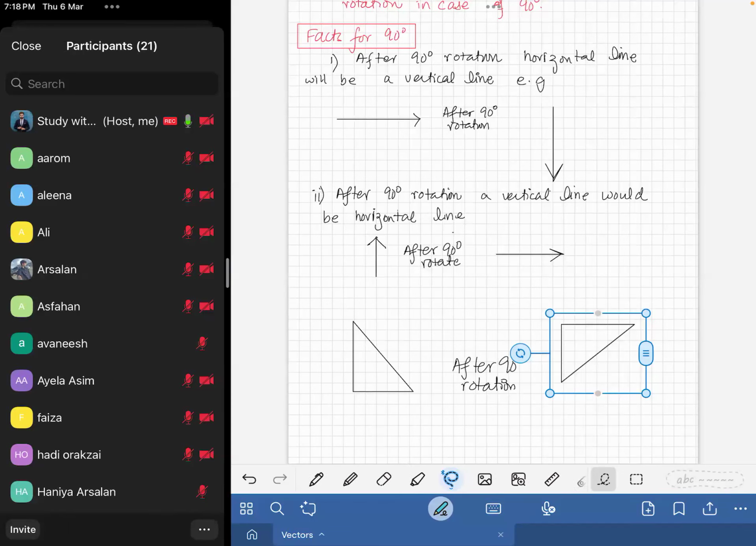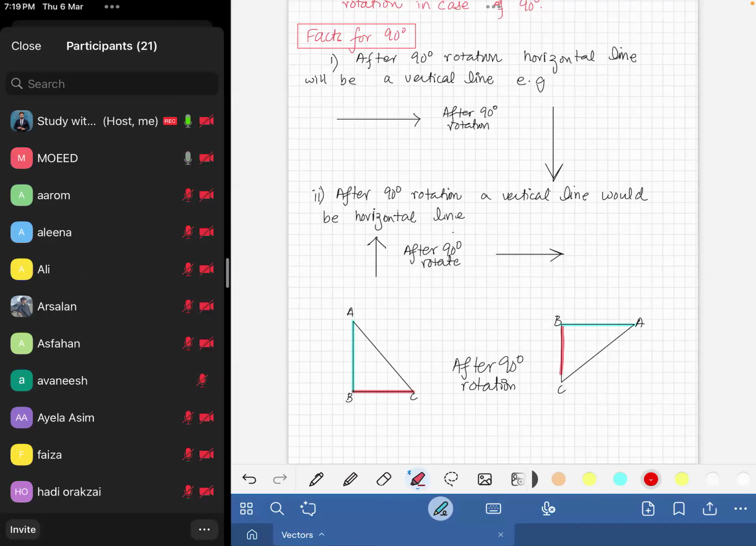You can see one thing very clearly, that this is, for example, line AB, and this is your AB then, and this is BC, and this is your BC. So AB line is a vertical line, but after rotation, AB line is a horizontal line. And B to C is a horizontal line, but after 90 degrees rotation, it became vertical. That's the fact you need to understand regarding 90 degrees rotation.